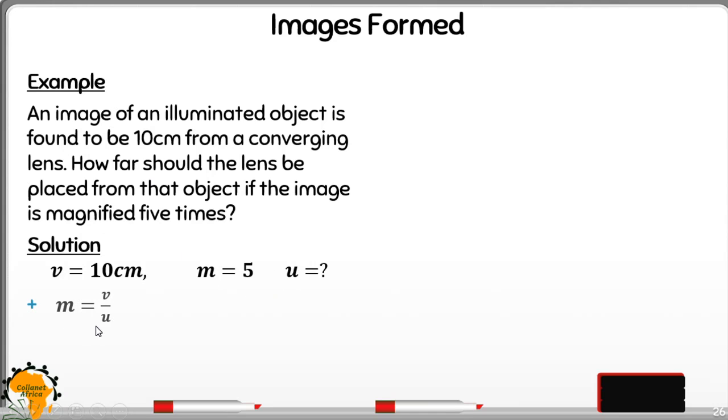We use our magnification formula, m is equal to v over u. We substitute the values. We have that 5 is our magnification, then v is 10, so we are looking for u. So u will be 10 divided by 5. You get that u is 2 centimeters.